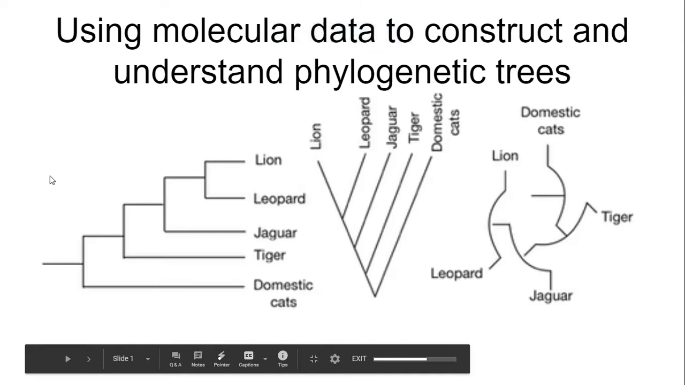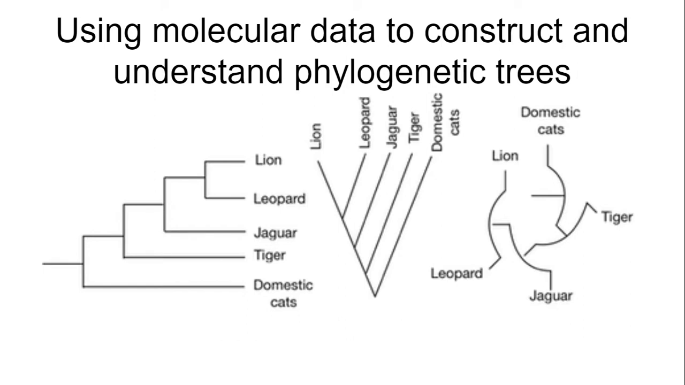All right. So, you've been collecting molecular data. You've looked at all the different codes, whether it's protein codes or DNA codes, and you look at that sequence of codes and you count up the number of differences. And those numbers of differences give you some data. And how do we use that data to ultimately construct and understand phylogenetic trees?